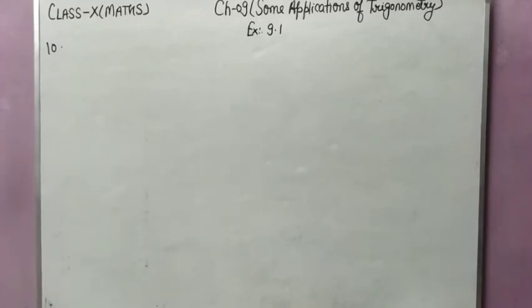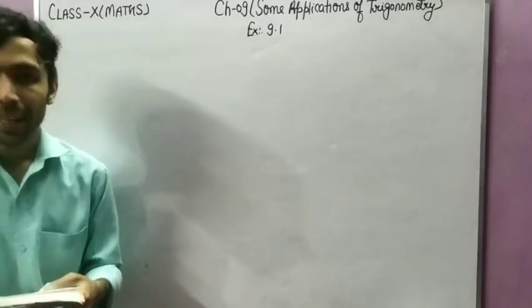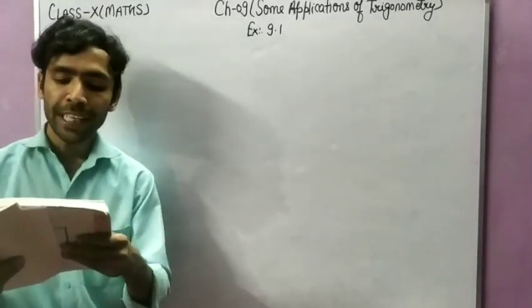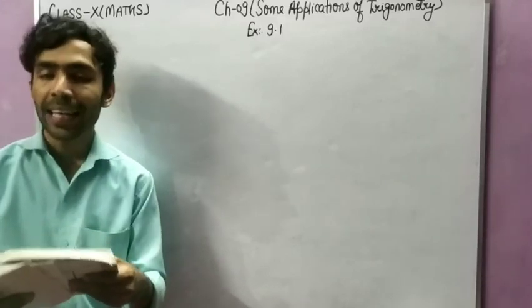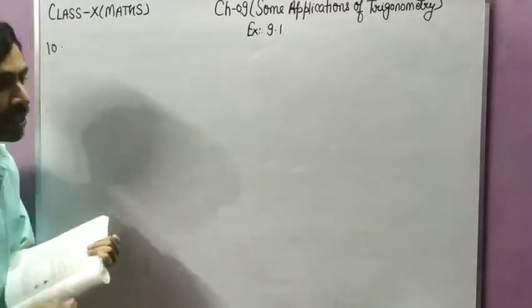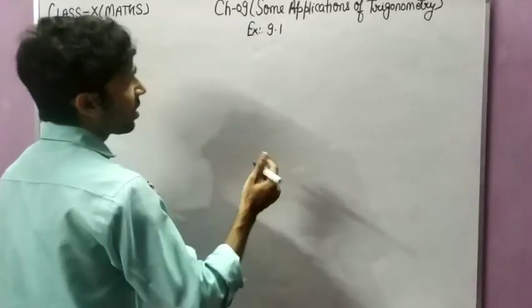Now the next question, that is question number 10, students. What is question number 10? Two poles of equal heights are standing opposite each other on either side of the road. Okay, there are two poles which are standing.